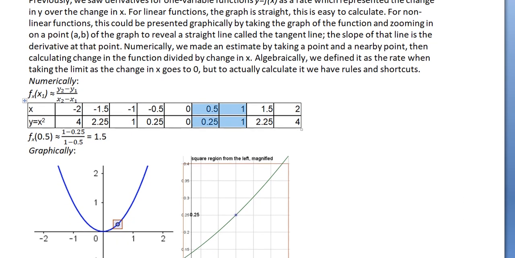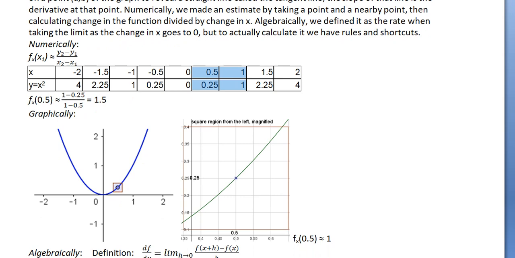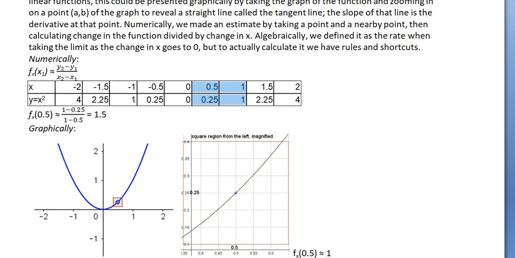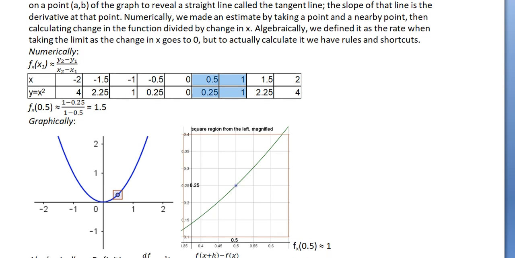But graphically, you could do it in the following way. On the left, you've got the original function y equals x squared. And again, we're looking at the rate at the point x equals 0.5. If you zoom in on that point on the graph, that's what's depicted on the right side. You can see that you're starting to get a straight line. And if you zoom in even further, you'll get more of a straight line. Visually, you can estimate the slope of that line is approximately 1.